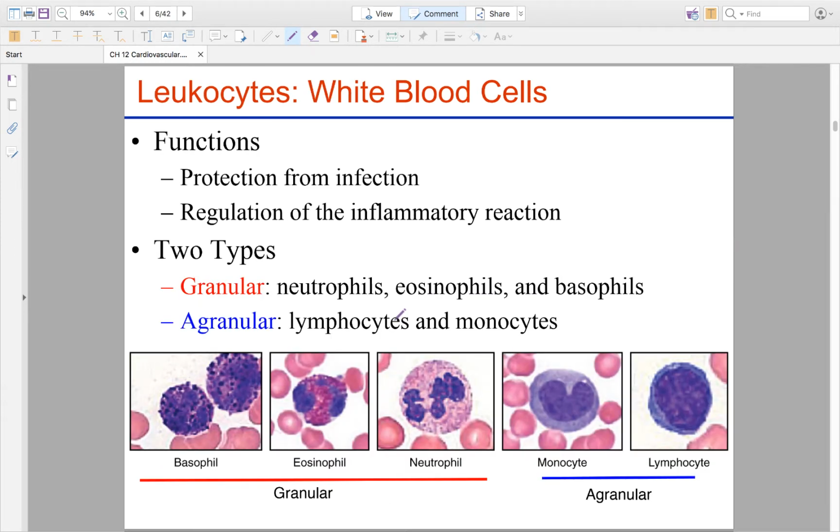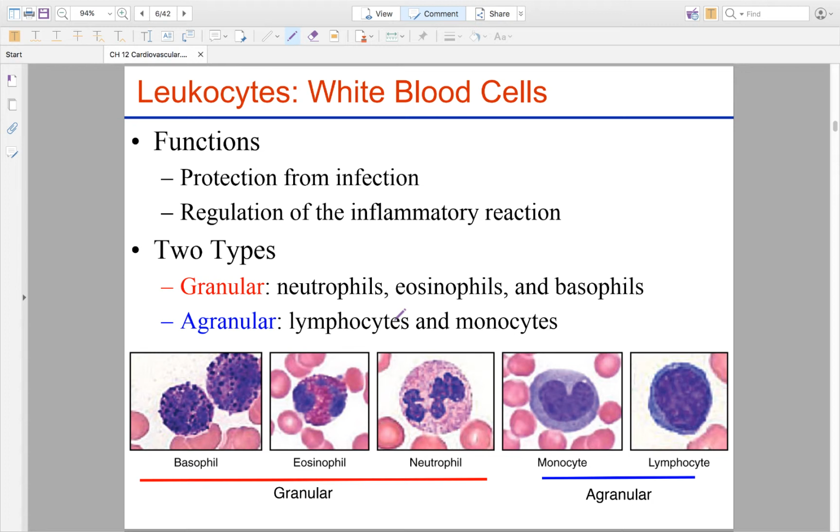Leukocytes. Leukocytes are white blood cells, so the term leukemia is cancer of the white blood cells, which is a terrible cancer, but that is where the term comes from. Now, leukocytes are necessary. They're part of our immune system. They save our lives constantly. We couldn't live without them.